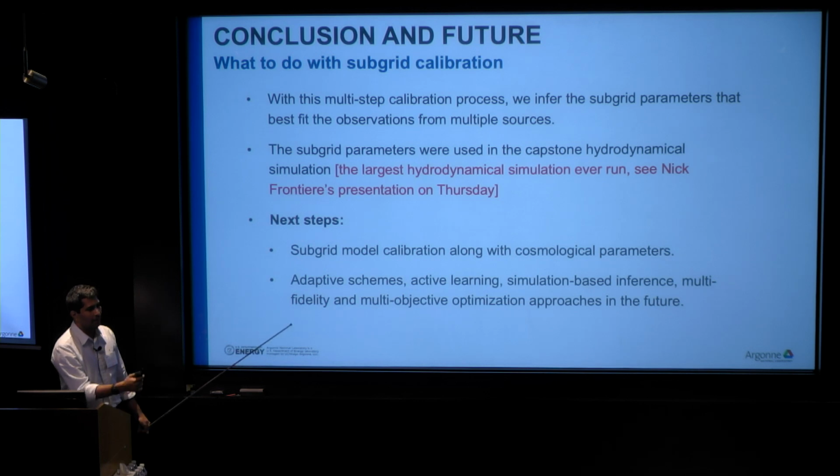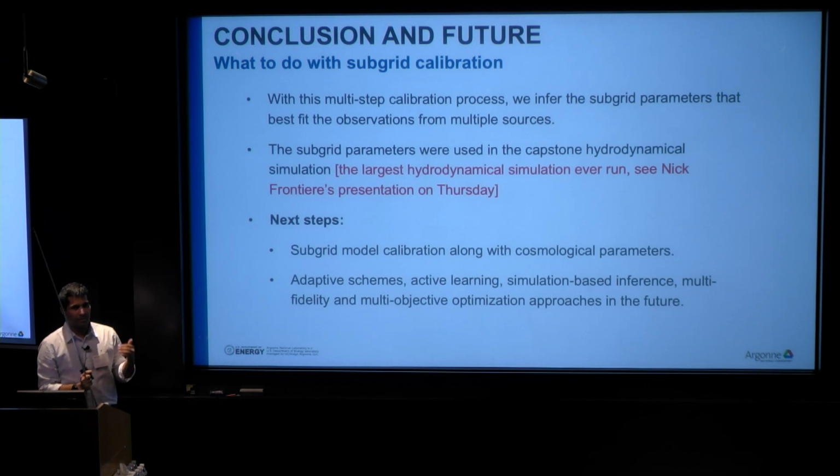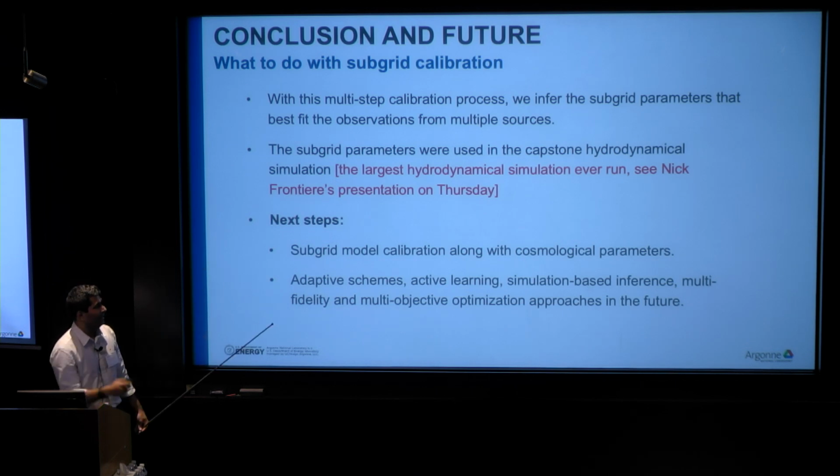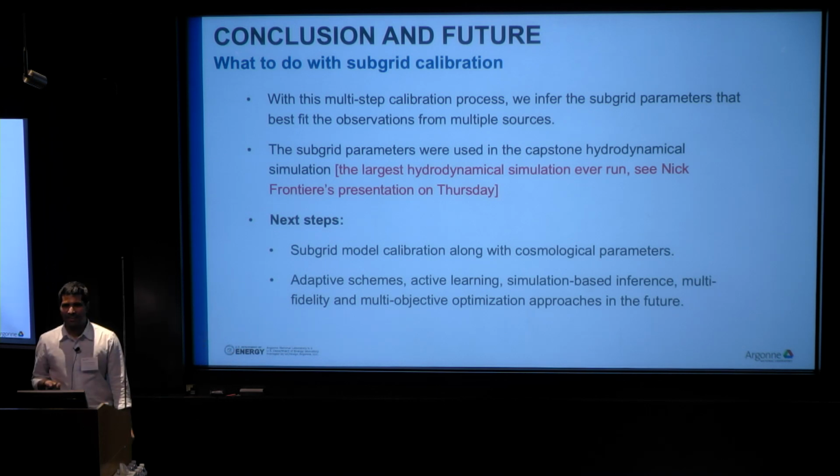And one thing I wanted to say was all these subgrid parameters that were obtained from the MCMCs were meant for running a really large simulation, and we have in fact finished a very large simulation box run on one of the exascale supercomputers. And Nick Frontieri is going to talk all about it on Thursday, so I will not give any more details. With that, if you have any questions, let me know.